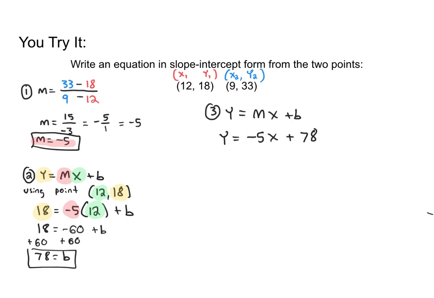Okay, and so our last step, just plug in what we have. We have our m and we have our b. So we can say that y equals -5x plus 78.